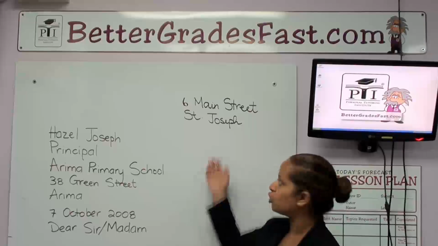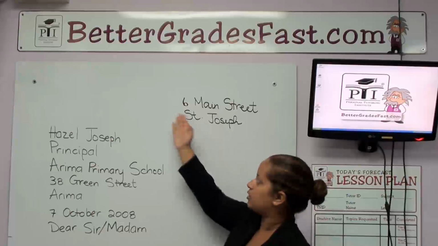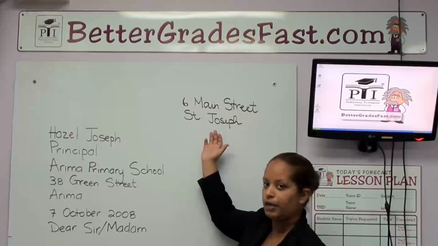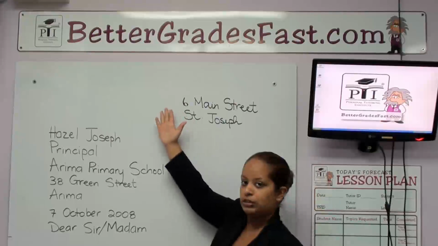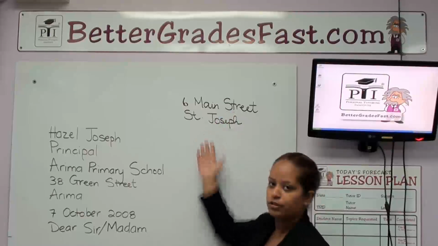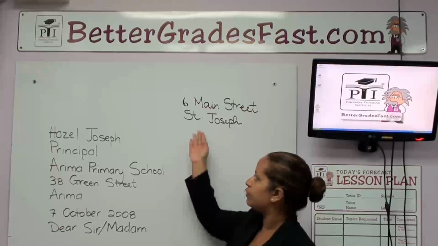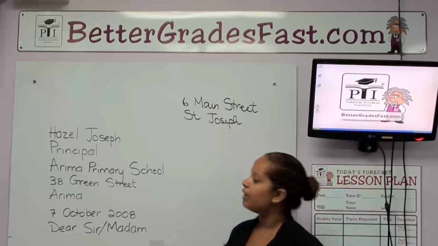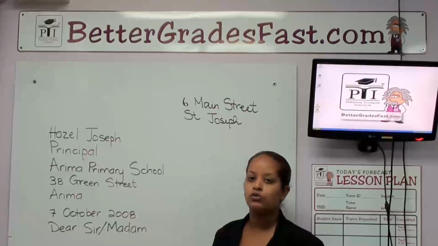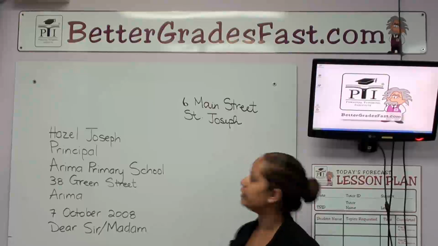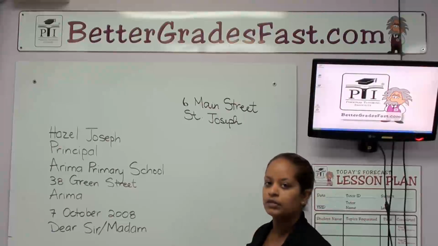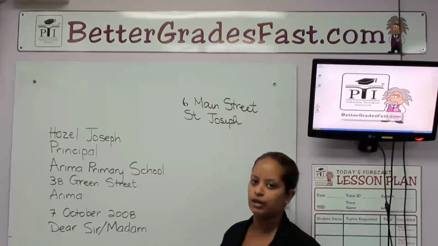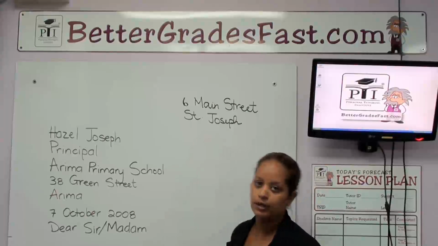You first have to put your own address, which is considered right justified, meaning it's on the right side of your page. You put your street number and name, and then the town you are in. The only time you include the country is if the letter that you are sending is international, meaning if you are sending your letter from Trinidad to a person in Barbados, then you need to include Trinidad and Tobago. Seeing that both parties involved or both people involved are from Trinidad, you simply need to put the town name.